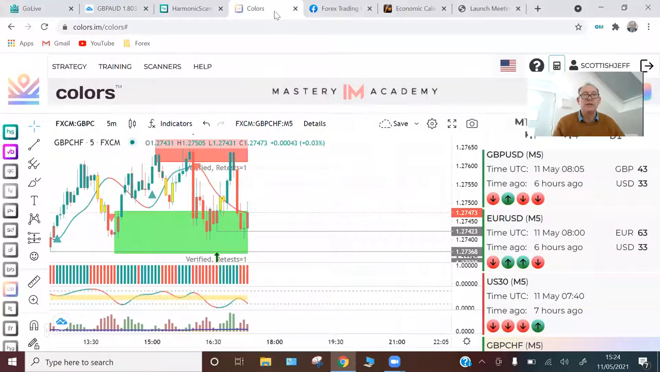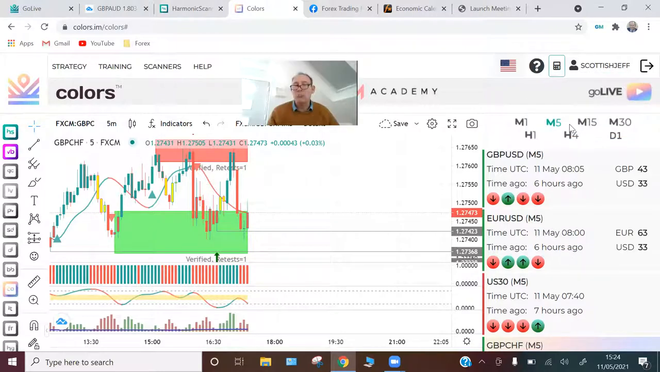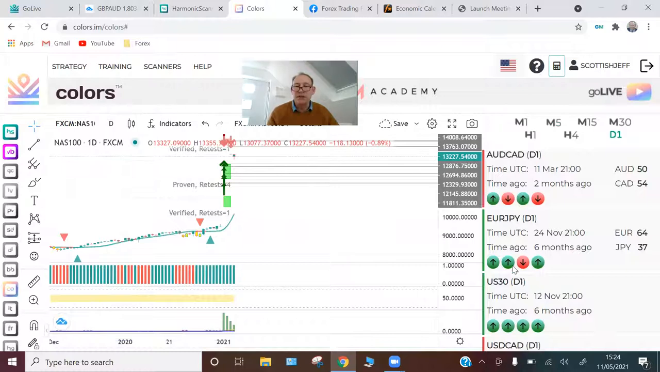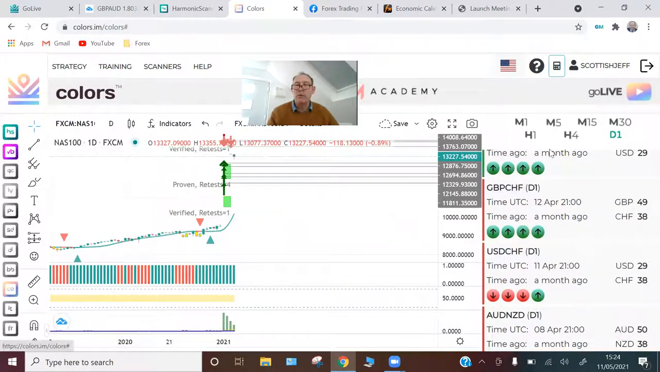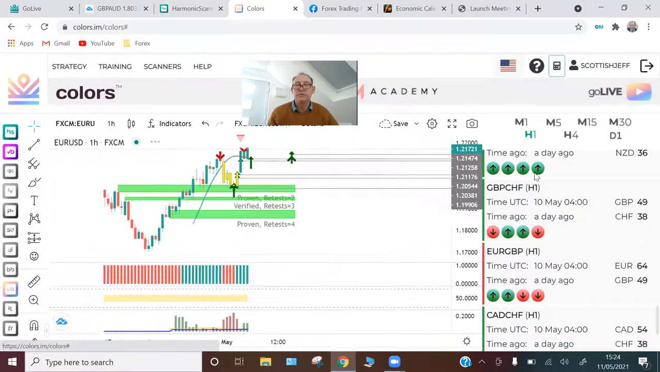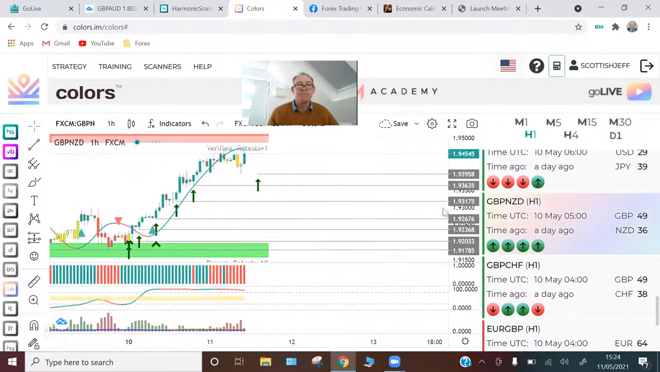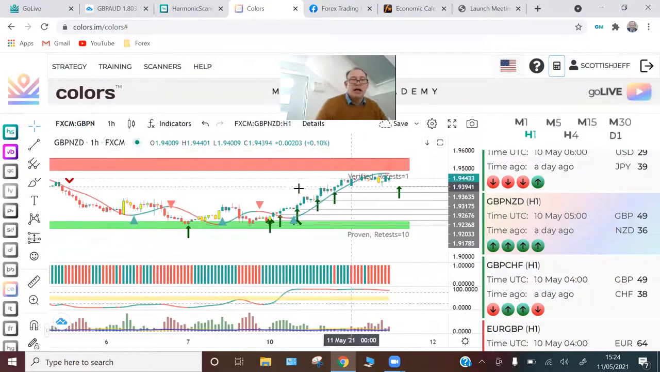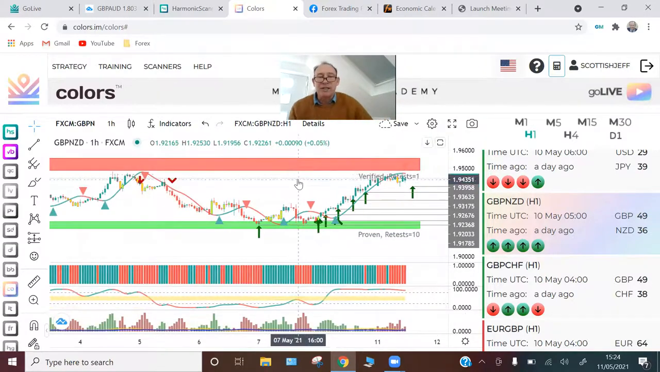Well, first of all, this is the product Colors here. What Colors does, it looks at multiple time frames from the daily, these all different currency pairs here, 4 hour, 1 hour, 30, 15. To give you an example of how that works. First thing is, the software identifies zones.